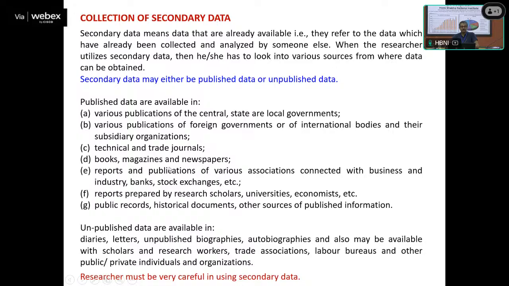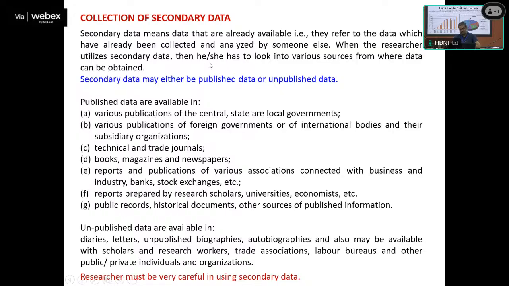Books, magazines, and newspapers. Reports and publications of various associations connected with business and industry, banks, stock exchanges. Reports prepared by research scholars, universities, economists. These reports are also very important and relevant in terms of secondary data collection, because a lot of primary data has been collected by research scholars, university students, and economists. Those can be used by a researcher as their secondary data for analysis and research, right? And also the researcher can go into public records, historical documents, and other sources of published information.